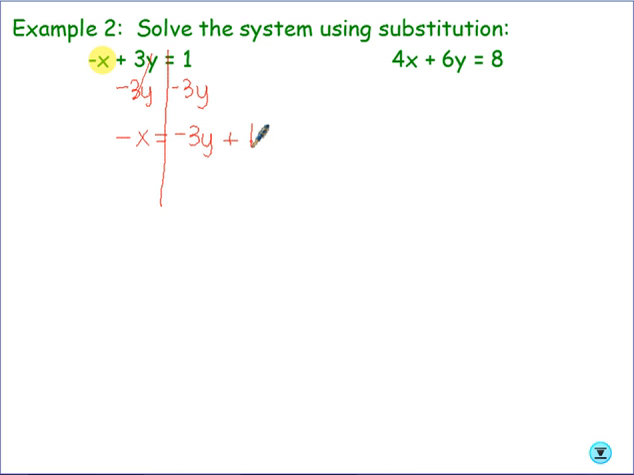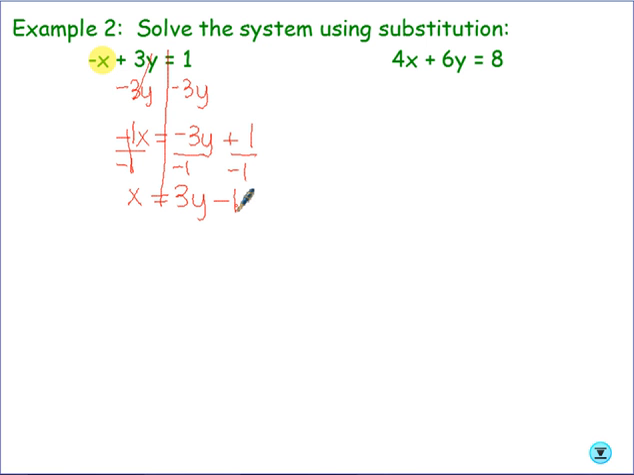X is not totally by itself. That is an imaginary negative 1. So we're going to divide by negative 1 everywhere. Cancel. We get x equals negative 3 divided by negative 1 is positive 3y, and positive 1 divided by negative 1 is negative 1. I know we've never gotten x by itself. It's okay to do it here. Now, step 1 is done.